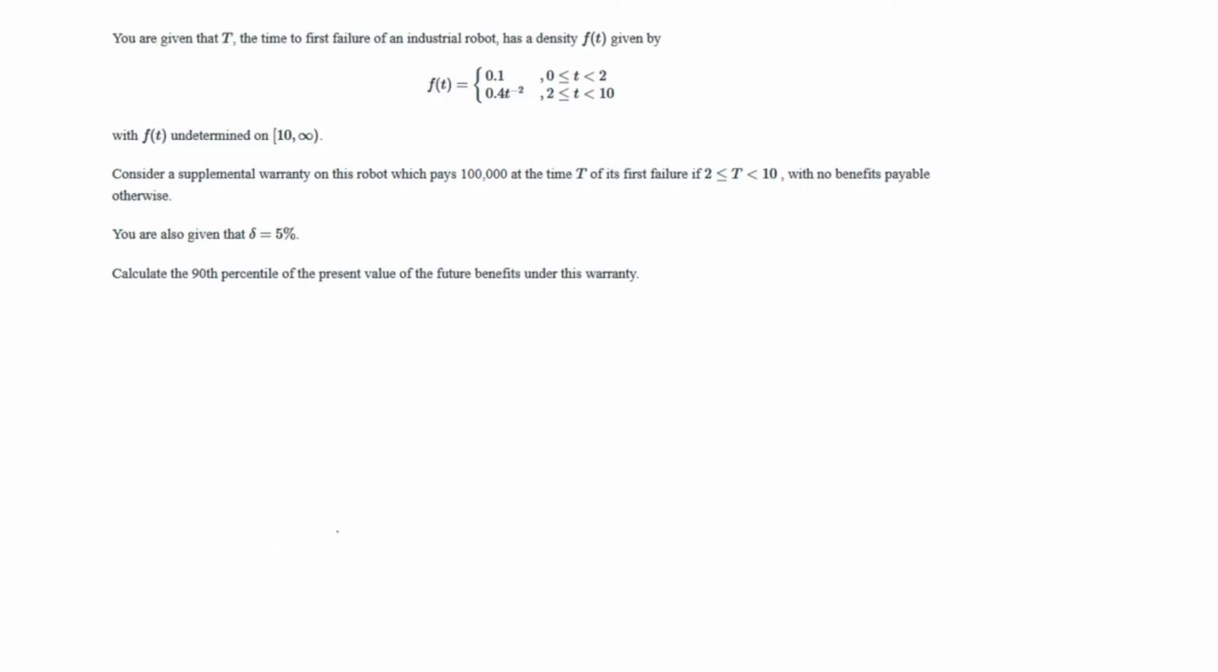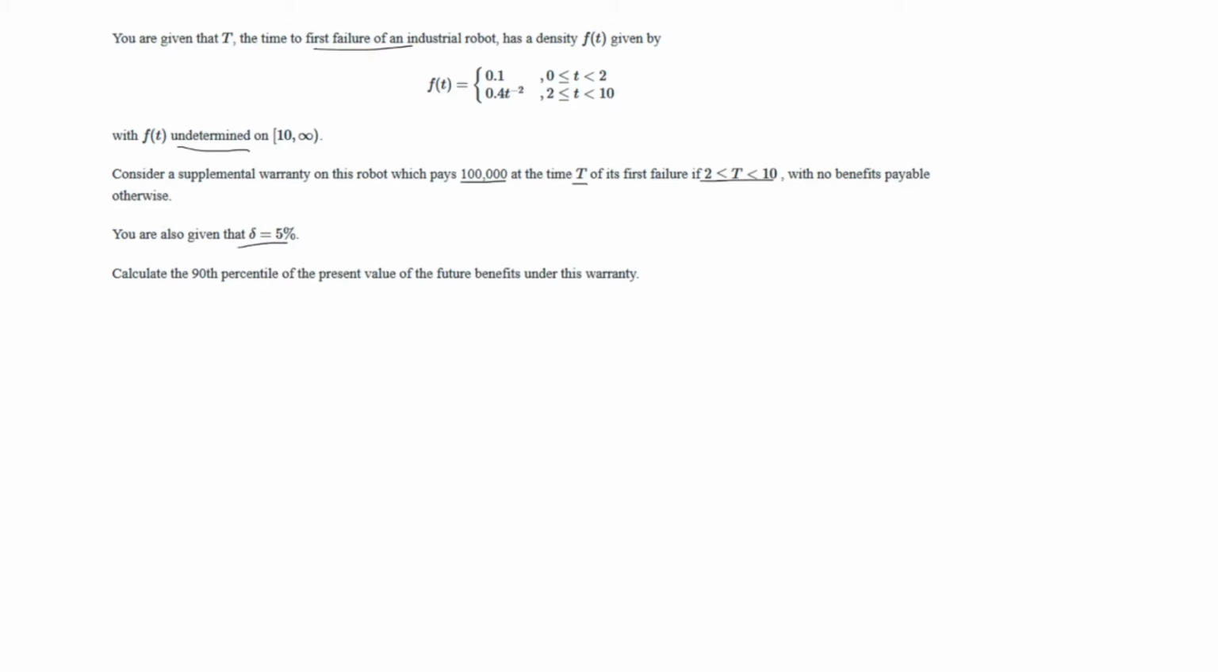We're given the time to the first failure of an industrial robot given by this density function. And notice it's only between 0 and 10. After 10, it's undetermined, so we could just say it's 0. Consider a supplement warranty. It pays $100,000 at time t if the first failure is between 2 and 10, and there's no benefits payable otherwise.